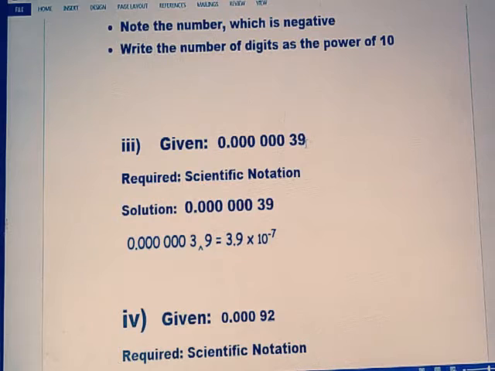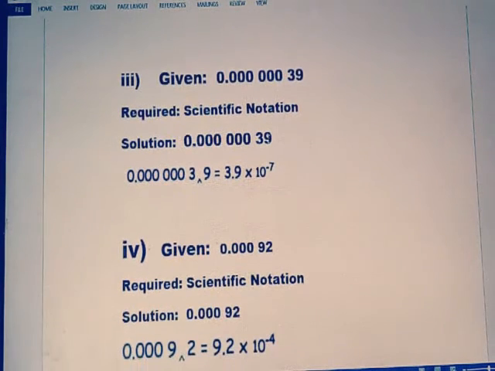0.00000039. So look at this, it is less than 1. So now required is scientific notation. First of all, the reference position. The reference position is between 3 and 9 because all the other digits are 0, and 3 is the first non-zero digit and 9 is the next on the left. So our reference position is between 3 and 9, and now this is our new position of decimal point.